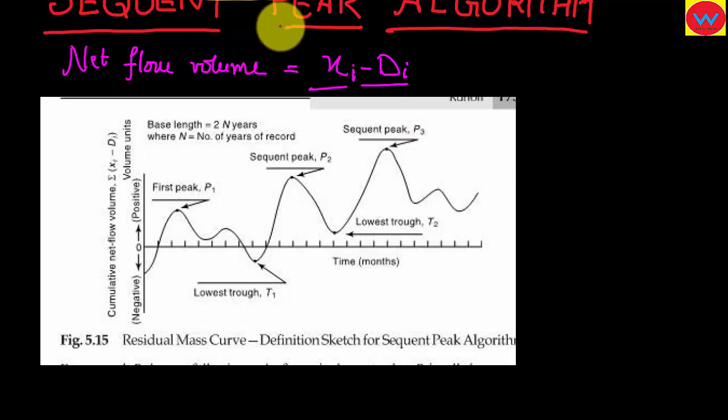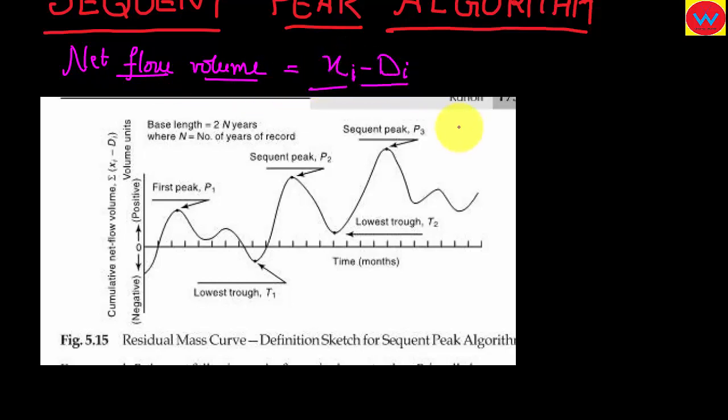Now we look at the next concept, which is an important thing to understand. It is called the Sequent Peak Algorithm. The mass curve method of estimating minimum storage capacity to meet a specified demand pattern, as we have seen earlier, has a number of different forms of use in its practical application. So what is this concept of the Sequent Peak Algorithm? In this we calculate net flow volume, that is, how much volume is there in the reservoir.